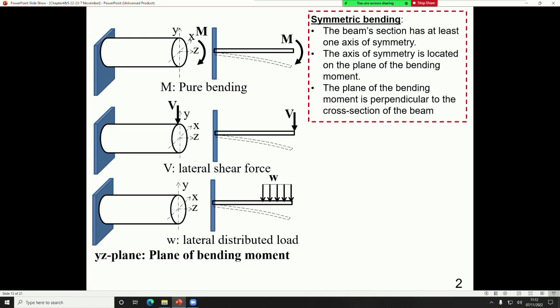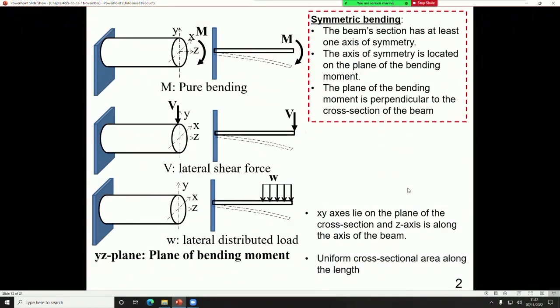Now, these are the assumptions we have. So the beam has at least one axis of symmetry, and I think I explained that already. I said that one as well. I said this one as well. So these are the notations we use in this chapter.